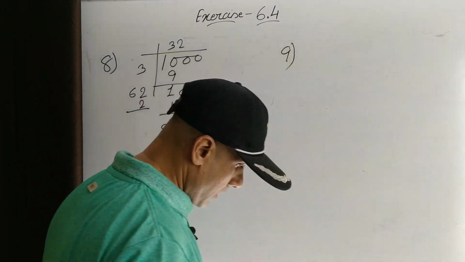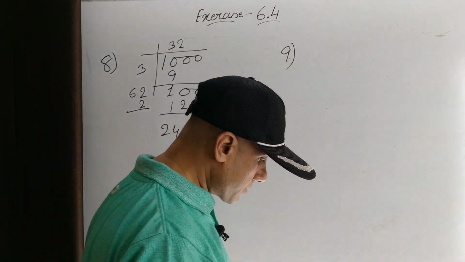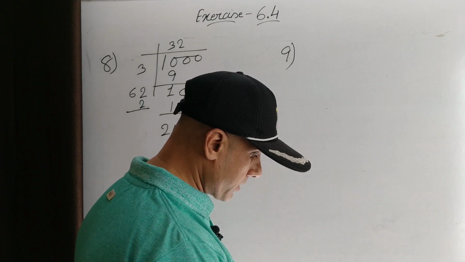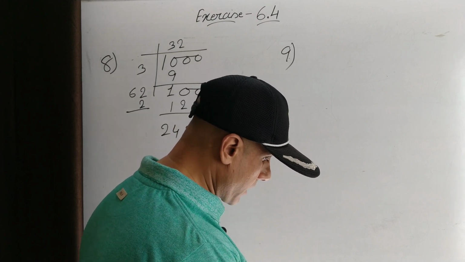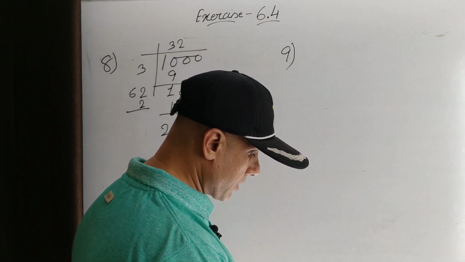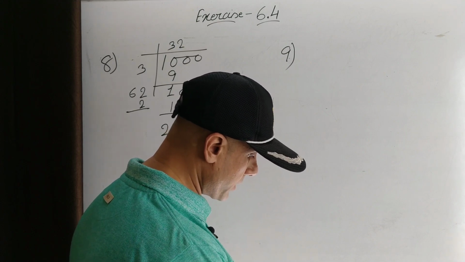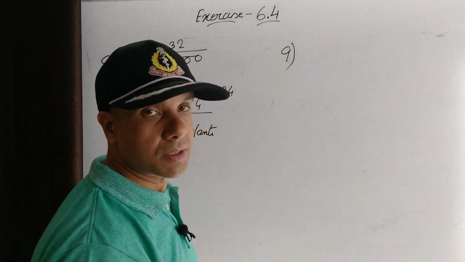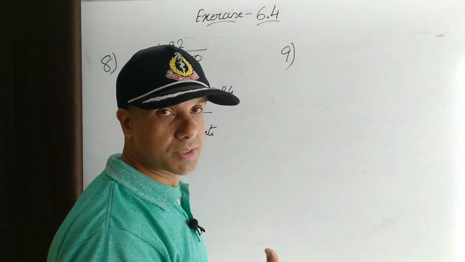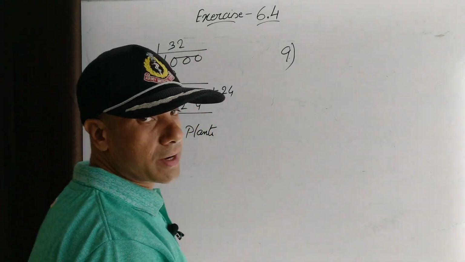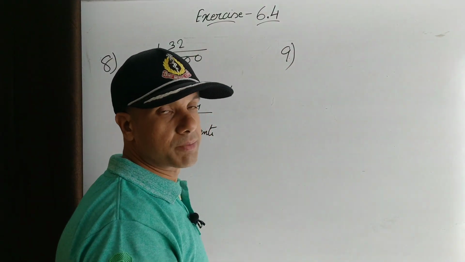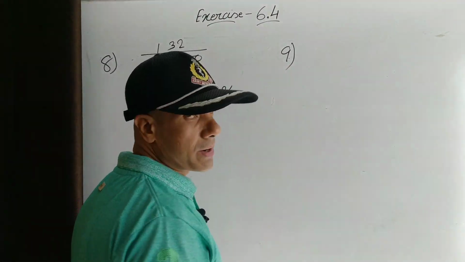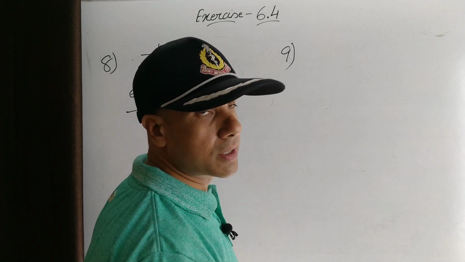Question number 9. There are 500 children in a school. For a pretty little, they have to stand in such a manner that number of rows is equal to number of columns. How many children would be left out of this arrangement? So in this case, few children will be left out. So let's see. If they stand with number of rows and columns equal, that means in a square pattern, how many children will be left out?